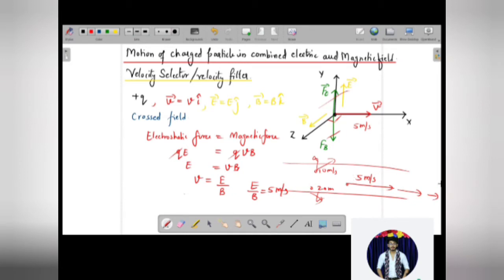So that is why it is called the velocity selector or velocity filter, because you are filtering out the velocities there. You are selecting a specific velocity over there. Okay, so that is why it is called the velocity selector.